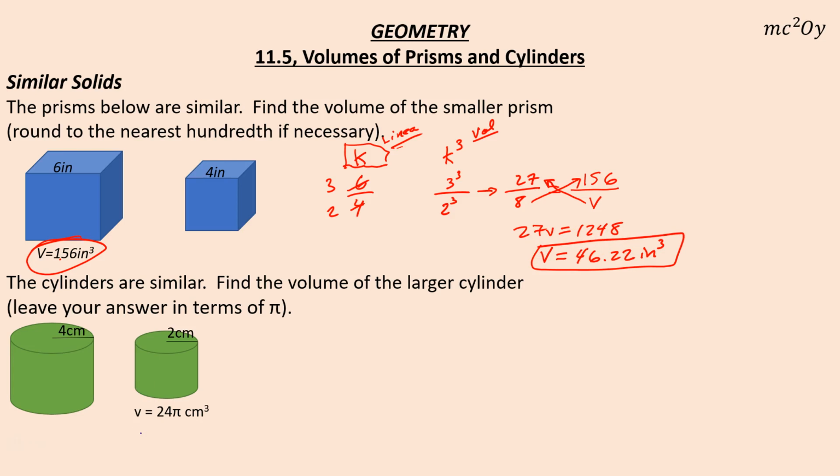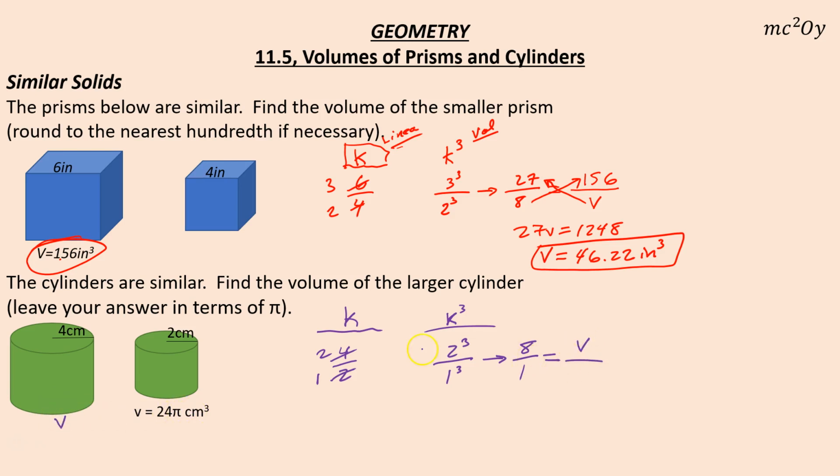Okay. If we have cylinders, it works the same way. The volume of the larger cylinder, though, is what we're looking for. We're going to leave our answer in terms of pi. So K, our linear ratio, is 4 to 2, which could reduce to 2 over 1, which would mean K cubed would be 2 cubed over 1 cubed, also known as 8 over 1. And then we can set up our proportion. 8 is to 1 as V is to 24 pi.